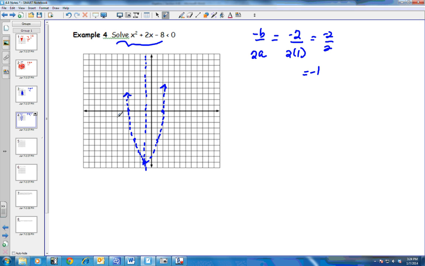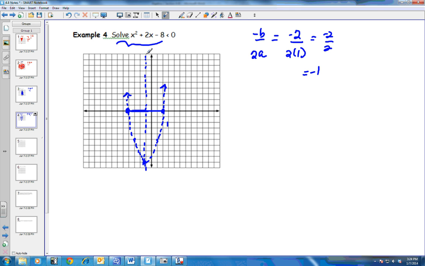Now here's what it's saying. They want to know, when is this graph below the x-axis? What values of x is my graph below the x-axis? Well, do you see that my graph is below the x-axis from here to here? All of this in between, this graph is below this x-axis line. All right, that's what they're wanting to know.